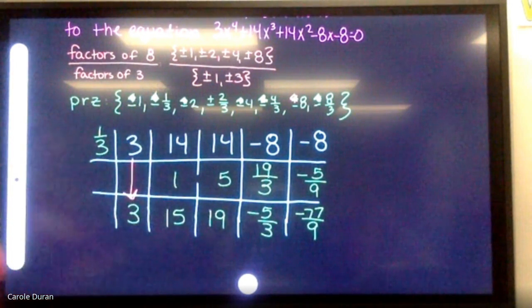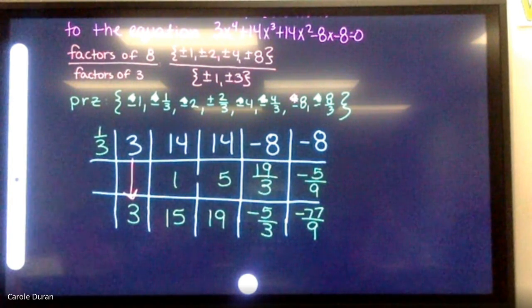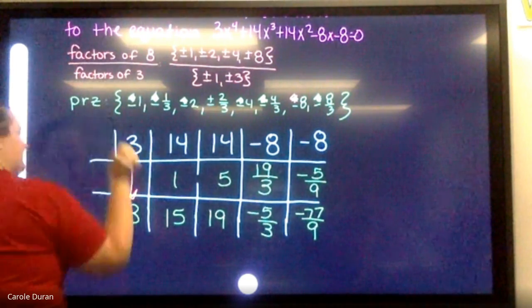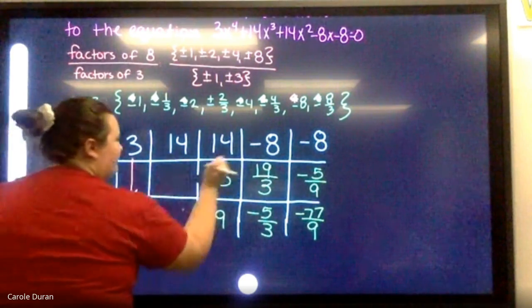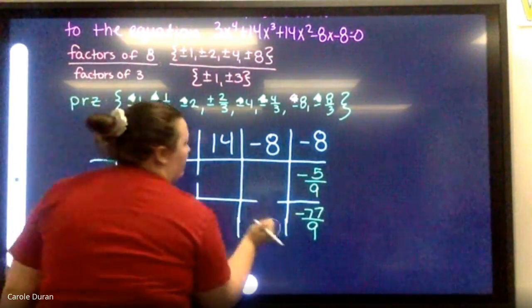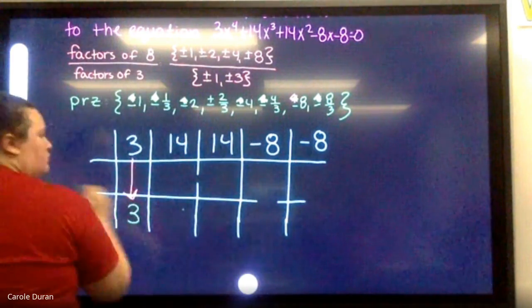Which means if I have a positive root here, it's going to be 2/3. Do you want to test it, or do we move on to the negatives? Negatives. I always hate 2/3. How about we go ahead and test a negative just to get a change of pace? I would like to test negative 2.